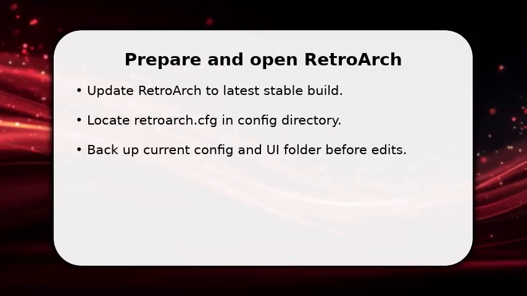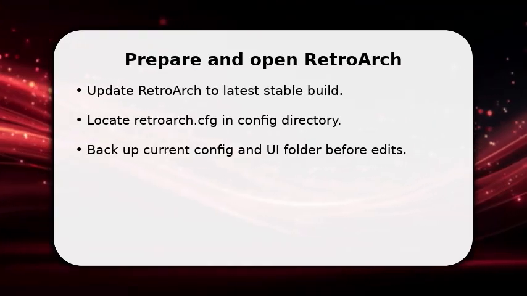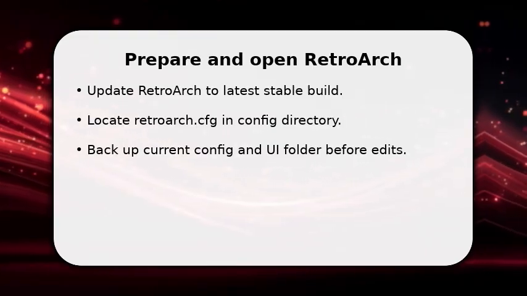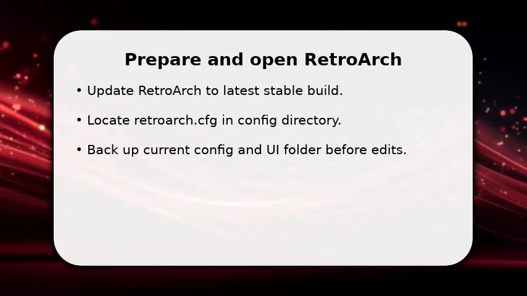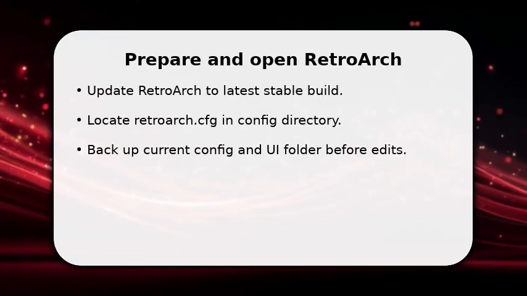You start by updating Retroarch and making a backup of your config files. This prevents data loss if something goes wrong. Once done, open Retroarch and navigate to Settings > User Interface to begin. Make sure you've enabled verbose logging if you want extra feedback.